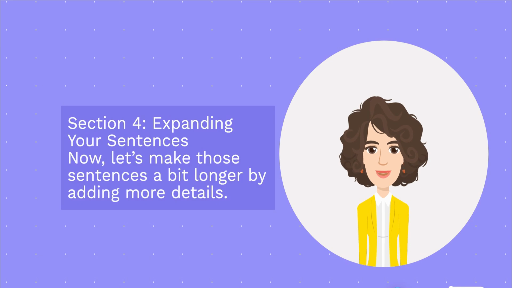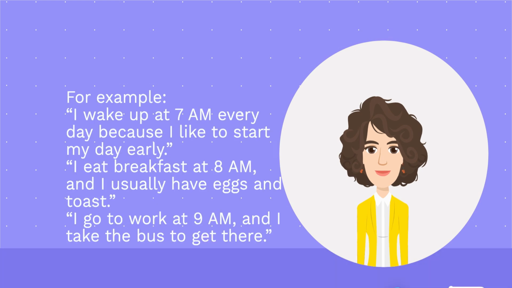Section 4, Expanding your sentences. Now, let's make those sentences a bit longer by adding more details. For example, I wake up at 7 a.m. every day because I like to start my day early. I eat breakfast at 8 a.m., and I usually have eggs and toast. I go to work at 9 a.m., and I take the bus to get there.